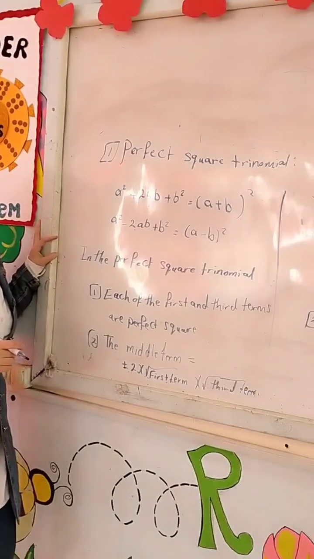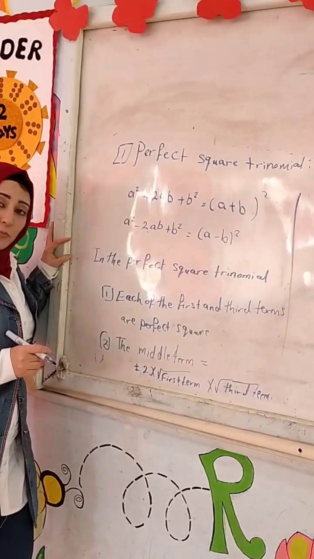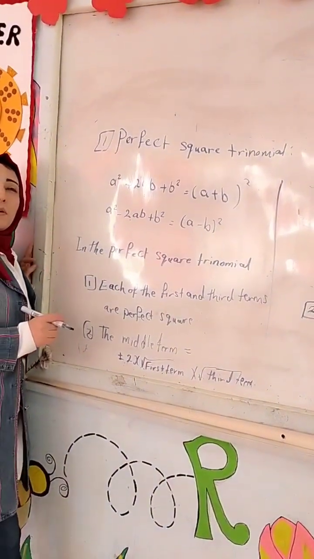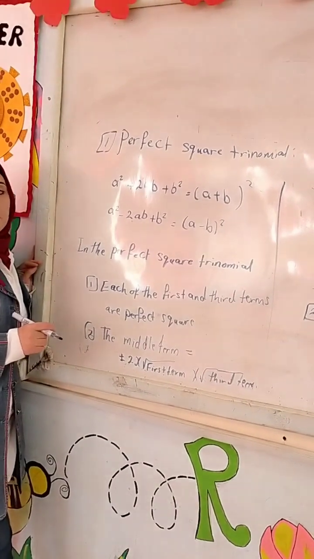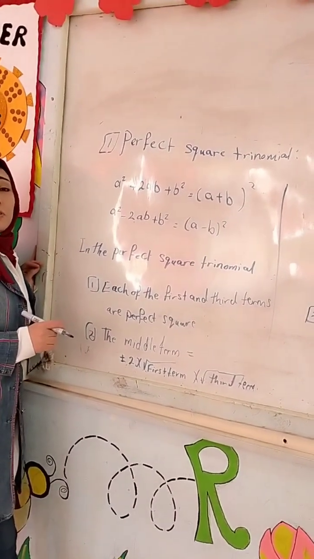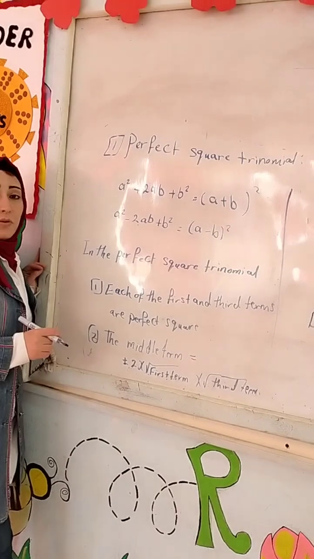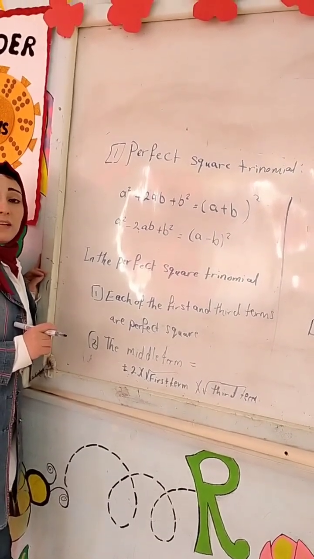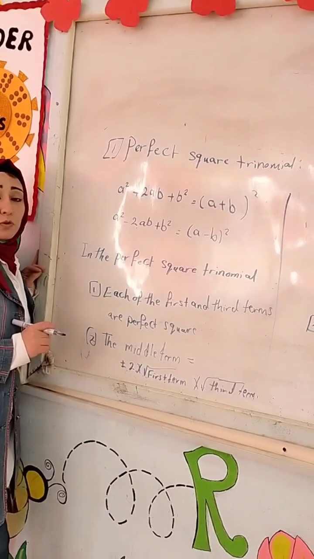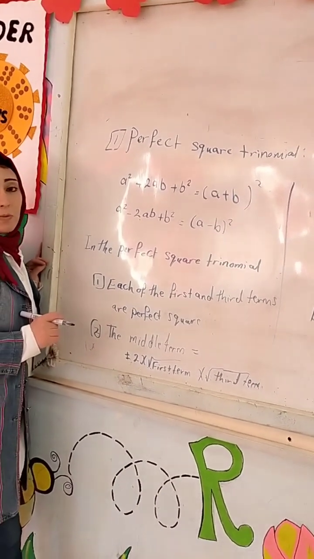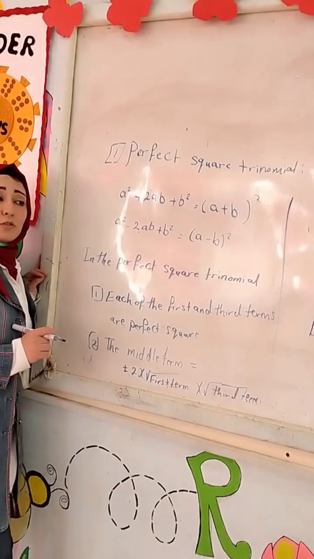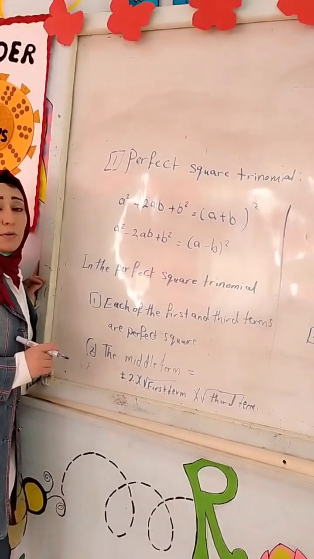Our lesson today is factorization of algebraic expressions. Last session we studied 4 kinds of expression. The first kind is the difference between two perfect squares, which is in the form of a^2 minus b^2, and the difference between two perfect cubes, which is a^3 minus b^3, and we studied the sum of two perfect cubes, which is a^3 plus b^3.